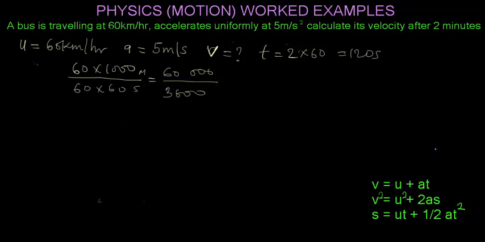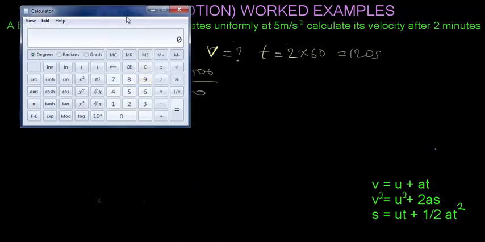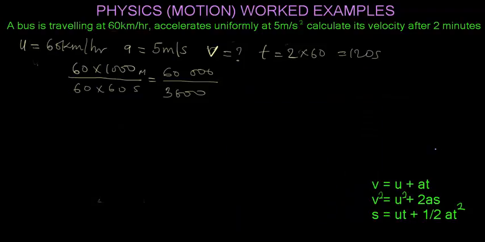So how do we do that? Let me use my calculator. So we have 60,000 divided by 3600. That will give us what? 16.67. So which is equal to 16.67 meter per second. That is what we have.